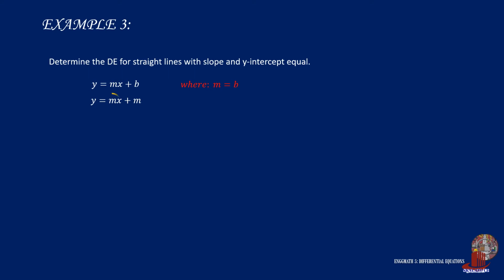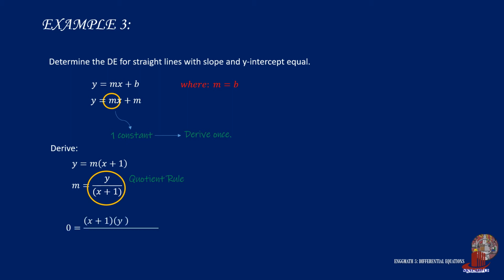It is noted that there is one arbitrary constant, meaning we can derive once. So simplify the equation and derive, but take note that it needs to employ the quotient rule. So use low d high and high d low all over the square of the denominator. That would be x plus 1 times y prime minus y times 1 all over the square of x plus 1. And cross the denominator with 0 to eliminate it.